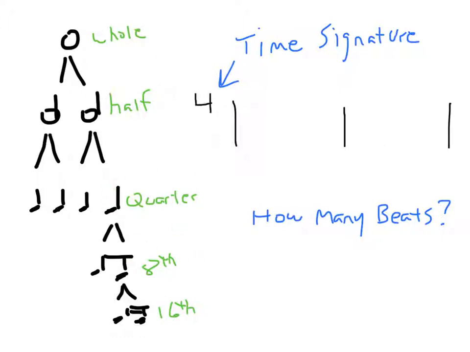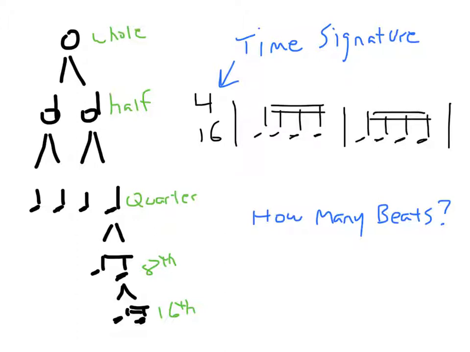So let's say we want 4 beats in these measures. Does that mean that we're going to have four whole notes in each measure, 4 half notes in each measure, 4 quarter notes, 4 eighth notes, or 4 16th notes, right? So let's say we wanted to have whole notes as our beat. So that time signature would be 4 1, and then you would see 4 whole notes in each measure. If you wanted half notes, it'd be 4 2, and then you'd have 4 half notes. If you wanted quarter notes, it'd be 4 4. If you wanted eighth notes, it'd be 4 8. And then lastly, if you wanted 16th notes, it'd be 4 16.